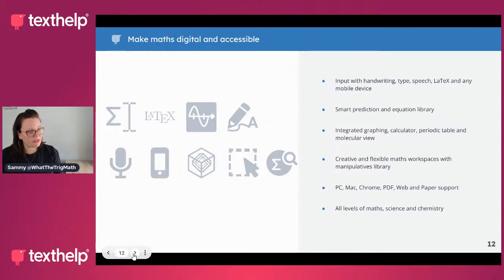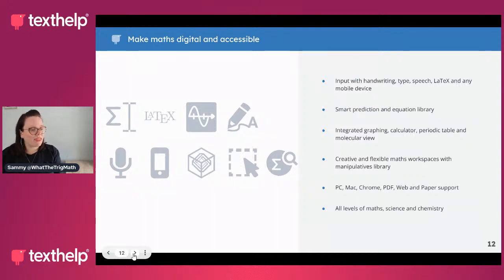The difference with ours is, as well as having the audio tracing, again, making it accessible because that's what we do here at TextHelp, we also have in the Desmos calculator predictions built in as well. And that again just builds student confidence and familiarity with the tool.